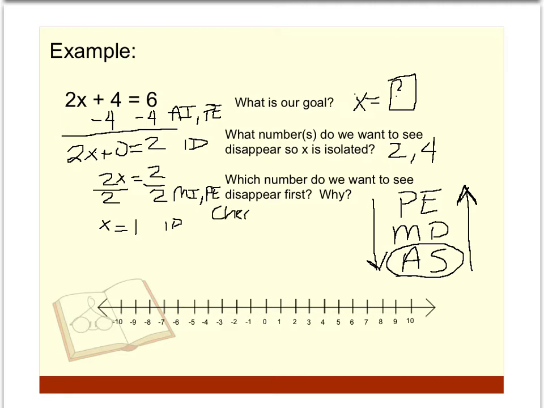So to check our work, we're going to plug in 1, substitute 1 in for every time we see x in that original equation. So 2 times x will be 2 times 1 because we're saying x equals 1. Plus 4 equals 6. Okay? Now on this left-hand side of the equation, we're evaluating it. So we're going to work our way down PEMDAS. 2 times 1 is 2, plus 4 indeed does equal 6 and creates a true statement. So we know that this solution is correct.